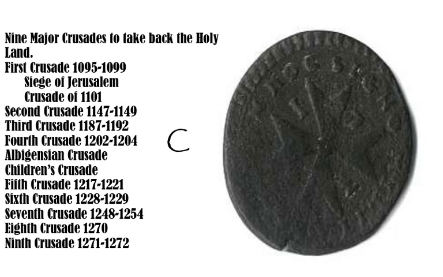1147 to 1149. The third crusade, 1187 to 1192. The fourth crusade, 1202 to 1204. The Albigensian crusade. The Children's crusade. Then we have the fifth crusade, 1217 to 1221. The sixth crusade, 1228 to 1229. The seventh crusade, 1248 to 1254. The eighth crusade, 1270. And ninth crusade, 1271 to 1272.